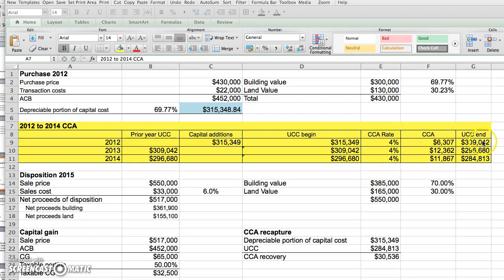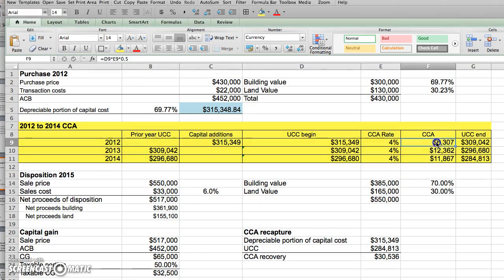So if we do the math, we've basically got our UCC, undepreciated capital cost, multiplied by our rate of 4%, and we've taken 50% of that, and that gives us $6,300. So like any declining balance method, we carry that $309,000 forward to the next year, and we've made no additions, so we calculate 4% for a full year, giving $12,000, and so on and so forth for the 3 years that we own the property.